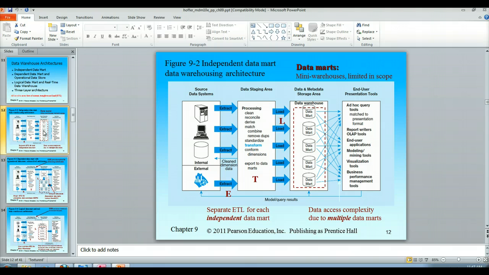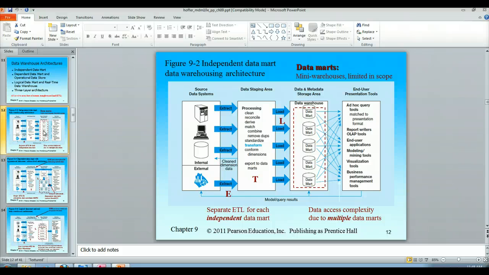We're going to conform dimensions. We haven't talked about dimensions yet. Relax, we'll talk about that in a little while. And then we export the data to various data marts. So in this case, these are the silos, right? We've got our data marts associated with either regional areas, or internal areas such as human resources and finance. So we've got all of these data marts.